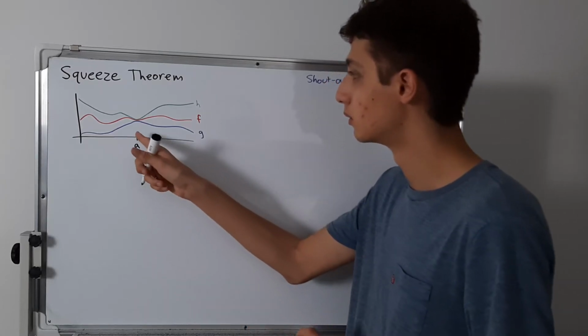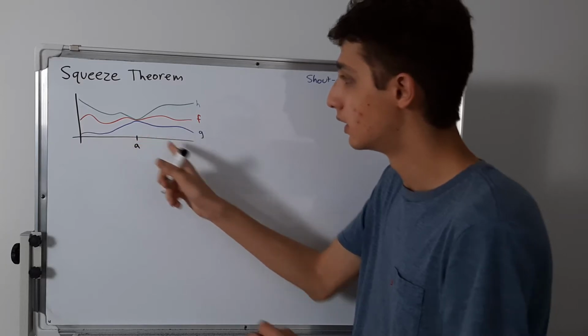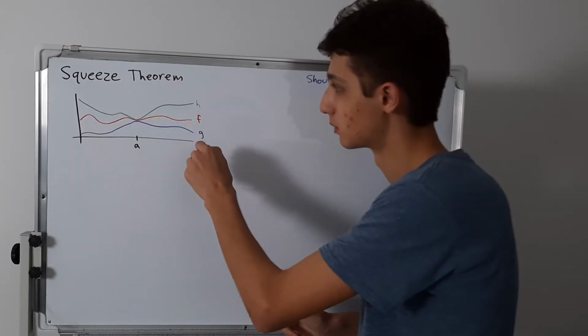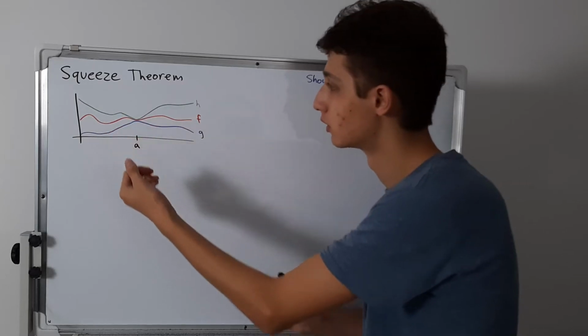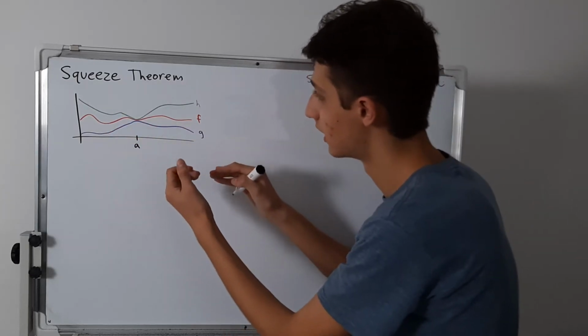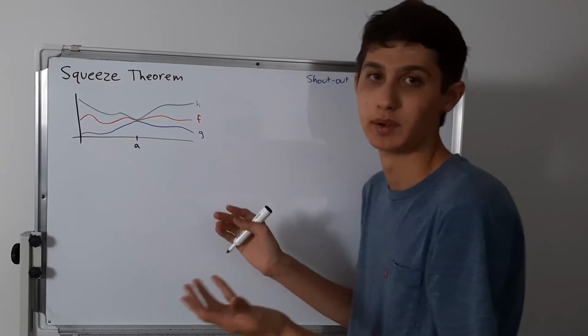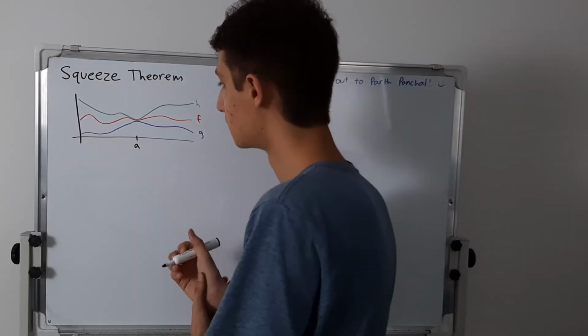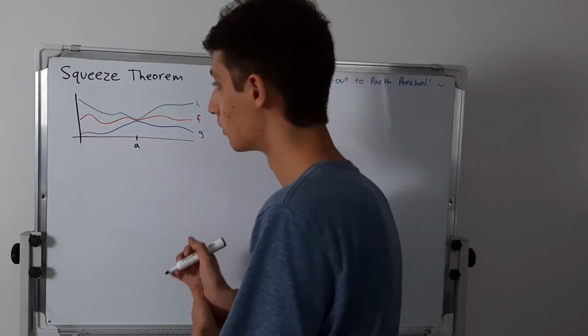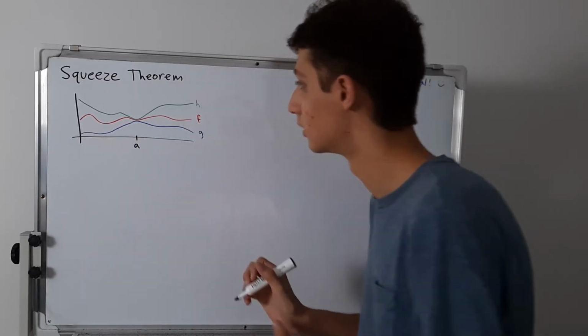So we have these functions and we're trying to find the limit. You can see that's why it's called the squeeze theorem, because we're squeezing our function f between g and h, and that way we can find what our limit is. So let's write down our statement.